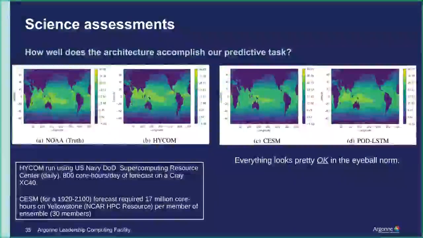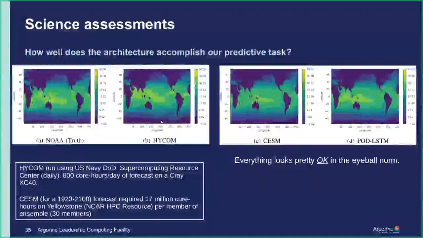Obviously, these are only pretty pictures for the eyeball norm. They look okay, but I will show you some more quantitative comparisons in the next slide. So over here, our comparisons are with two state-of-the-art models. HYCOM is a model that's run daily by the US Navy on a supercomputing resource. It requires about 800 core hours per day for forecast, so it's pretty expensive.